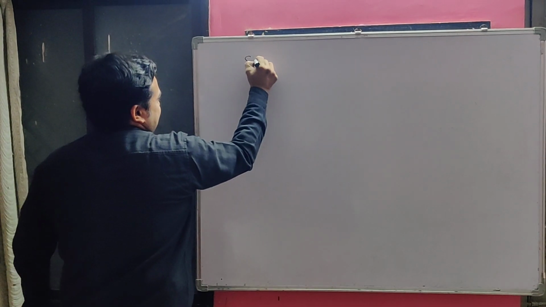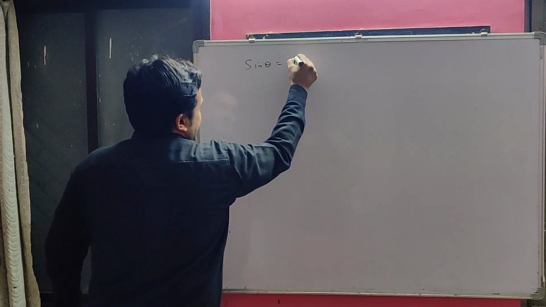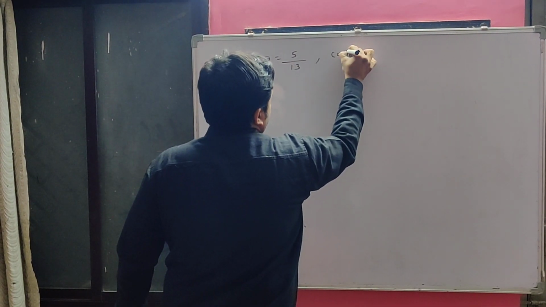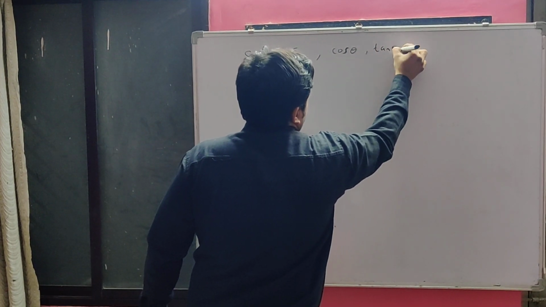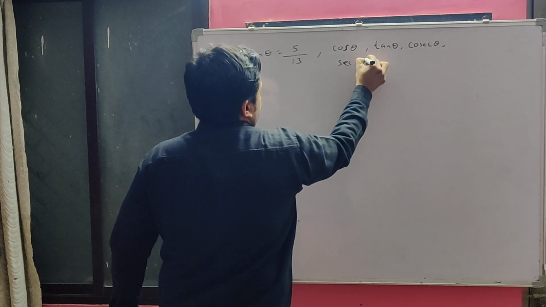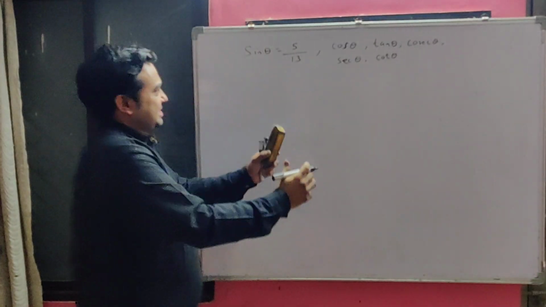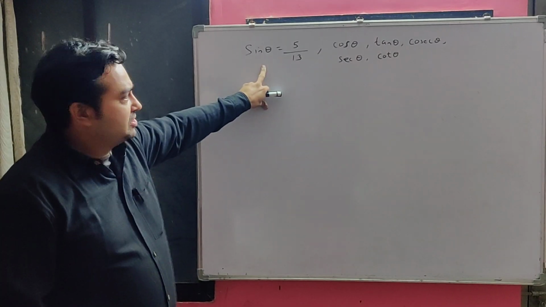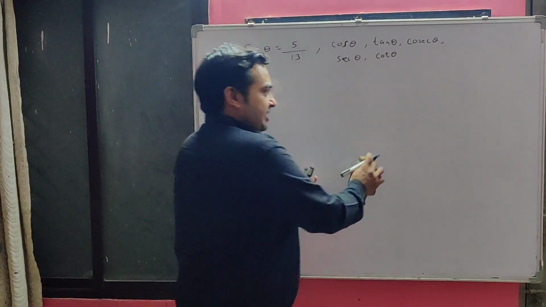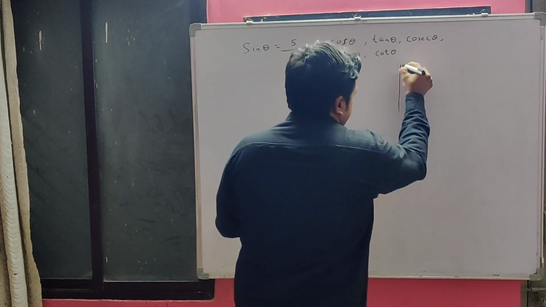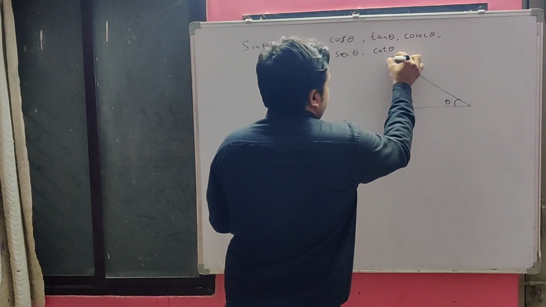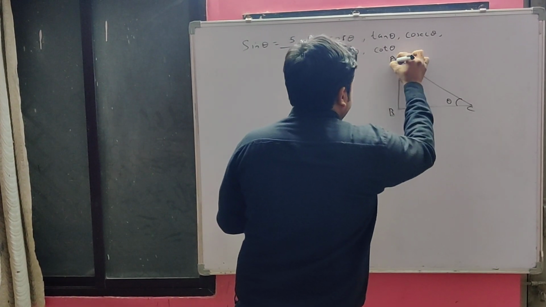As sine theta will be given something like 5 upon 13, we need to find cos theta, tan theta, cosec theta, sec theta and cot theta. So I am taking this example as they will give one trigonometric function and we need to find all other remaining trigonometric functions. Let's start with this example and we'll find this first by method 1, that is our triangle method.